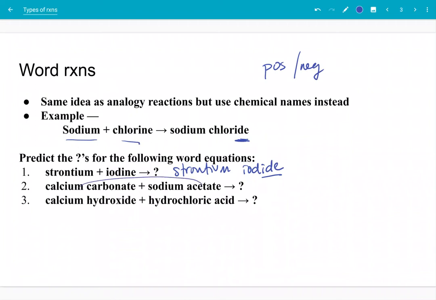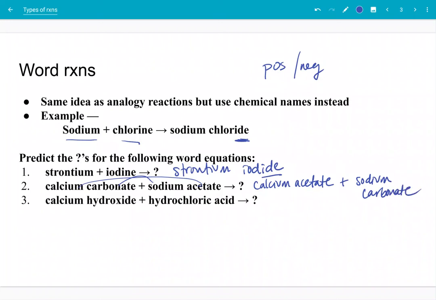So calcium is going to be attracted to the negative acetate and sodium will be attracted to that carbonate. And so this would make calcium acetate plus sodium carbonate.